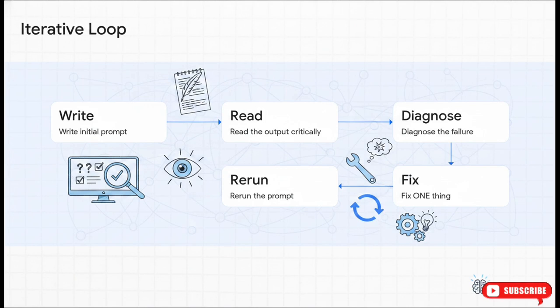First, write the initial prompt using your RCTFC framework. Second, read the output critically. Third, diagnose exactly where the AI failed. When you spot a failure, you act like a detective, mapping that failure directly back to one of your framework letters. Did it hallucinate a constraint? Did it miss the format entirely? Fourth, and this is absolutely the most critical step, fix one thing. If you go in and change the role, the context, and the constraints all at the exact same time, you won't have any idea which variable actually fixed or broke the output. Change one variable to isolate the issue. And finally, step 5, rerun the prompt. You just repeat this loop until the output matches your spec perfectly.